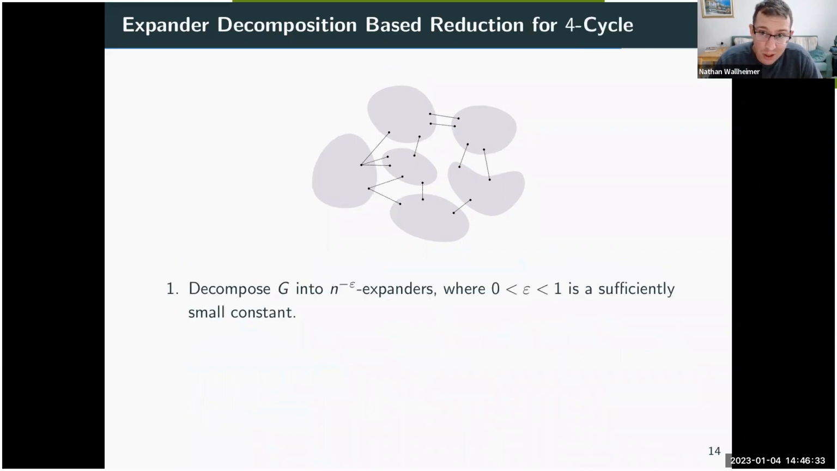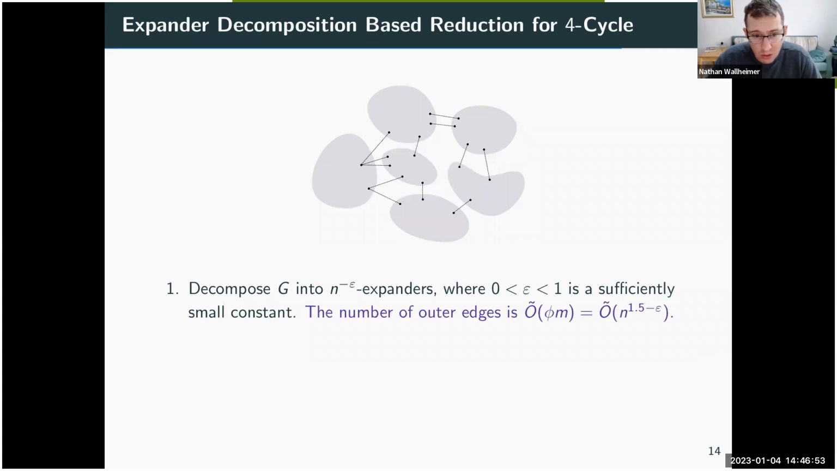Anyway, we have no choice. We did not manage to show a direct worst case to expander case reduction for 4 cycles. So let's try to use the expander decomposition. Given a graph G, let's decompose G into n to the minus epsilon expanders, where epsilon is some sufficiently small constant.